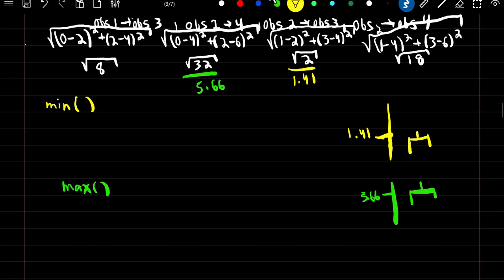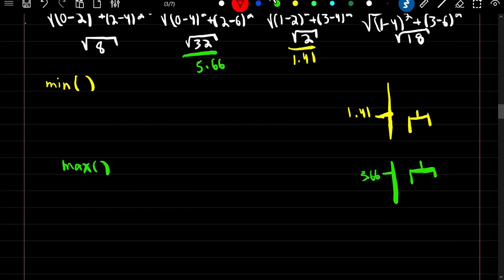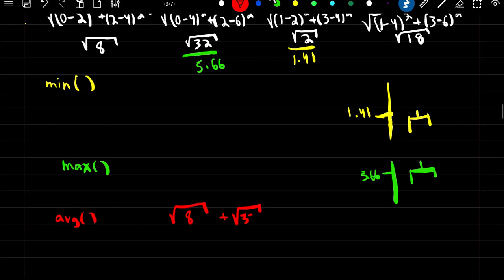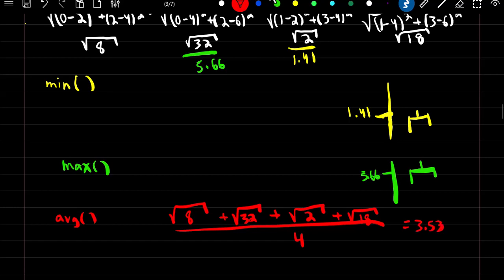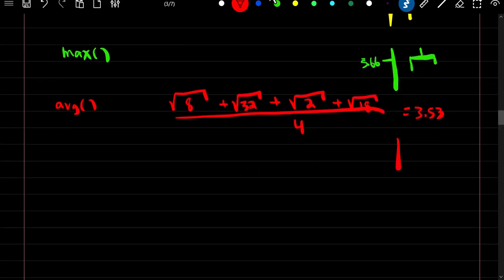And then for average, we're going to take the average of all these 4 values. So it would just be the square root of 8 plus the square root of 32 plus the square root of 2 plus the square root of 18, over 4. And this is going to produce a value of 3.53. So these observations would fuse at a height of 3.53 if we use the average method.